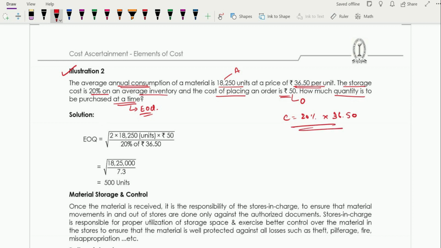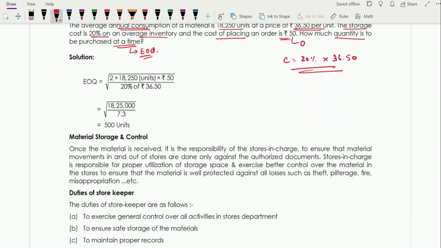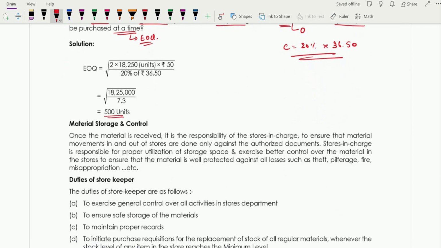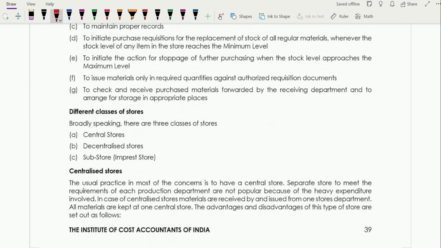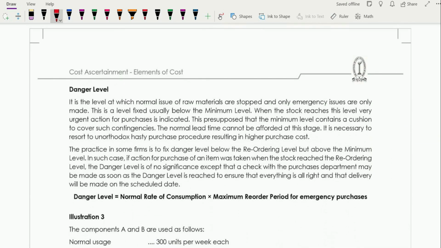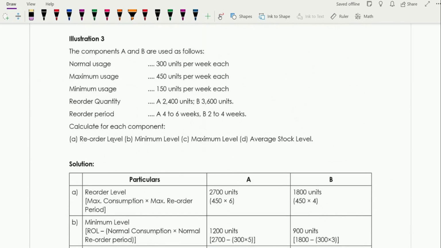Simple, straightforward question. No hassles, no issue. So 500 units is your EOQ. These are some of the most simple questions, I will say. Let's move on to illustration number 3, that is inventory levels.